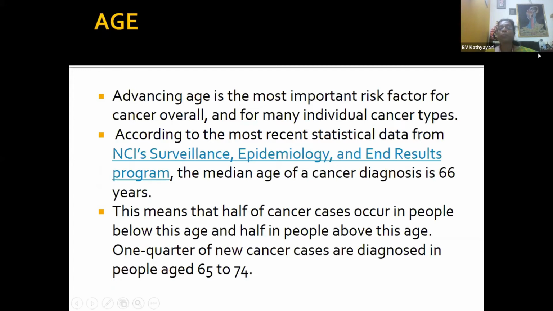Advancing age is the most important risk factor for cancer overall, and for many individual cancer types also it is very important. According to the most recent statistical data from the NCI Surveillance, Epidemiology and End Results Program, the median age of cancer diagnosis is 66 years. This means that half of cancer cases occur in people below this age and half in people above this age. One quarter of new cancer cases are diagnosed in people aged between 65 and 74.